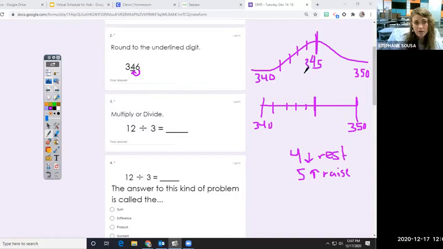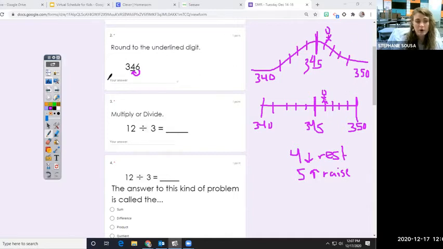345. That's my benchmark number. I'm going to put that on there. It's my halfway point. 346. Beep, beep, beep. That's where I am on my roller coaster. Okay. So then we go 347, 348, 349, 350.